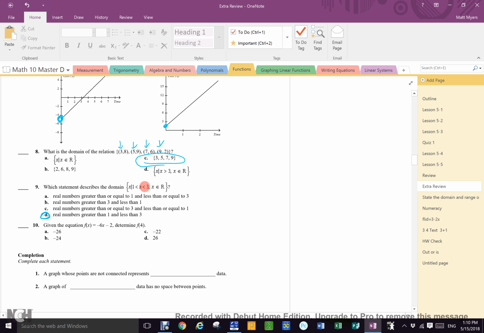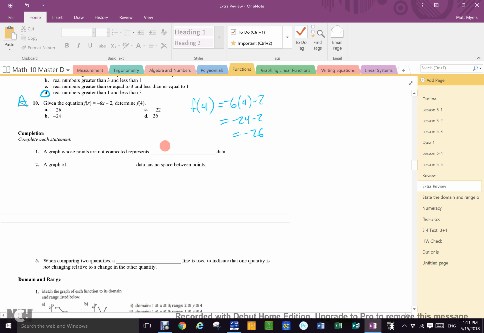Determine the f of 4. The f of 4, instead of being x, it's now a 4. So it's negative 6 times 4 minus 2. Negative 6 times 4 is negative 24 minus 2 is negative 26. A, D, C.